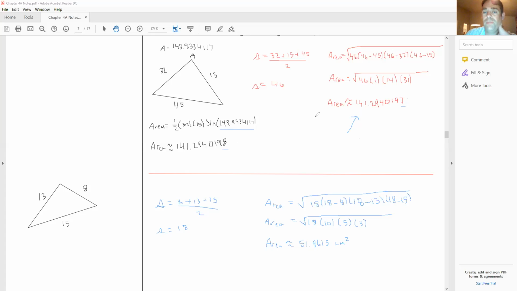So anyways, friends, good luck with Law of Cosines. My guess is you're probably going to like it more than Law of Sines because there is no ambiguous case. And have fun with Heron's formula, and I will talk to you guys about it later.